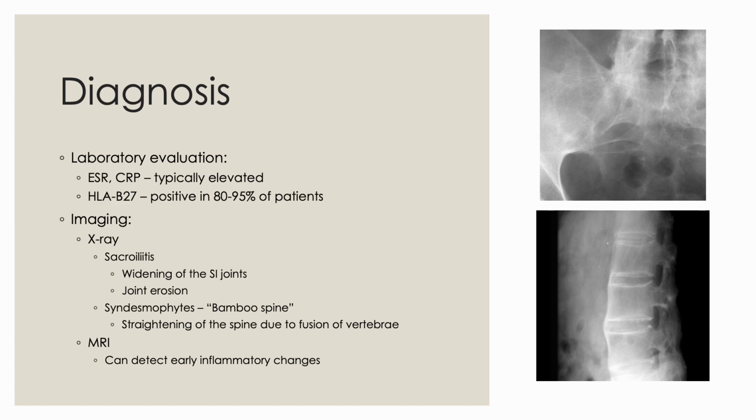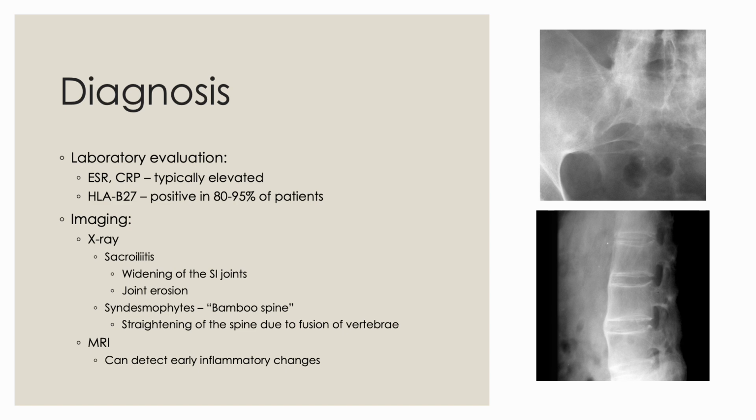So if you are seeing a patient who is a young male with inflammatory type back pain that's been going on for a while, then it would be reasonable to order an HLA-B27 or to look for inflammatory markers. Imaging findings are not always present, but sacroiliitis is the most common finding, which is shown by the presence of erosions or widening of the joint space.